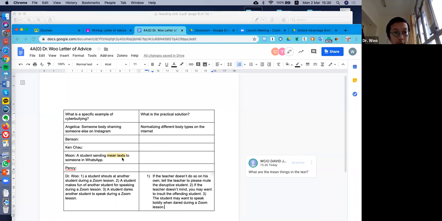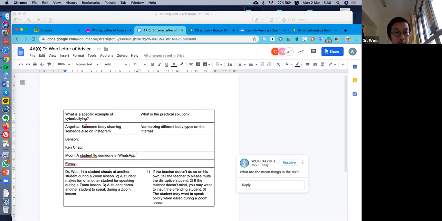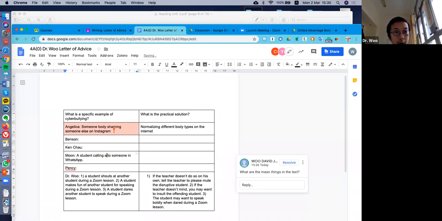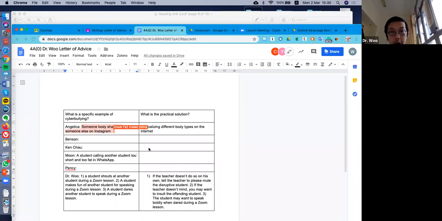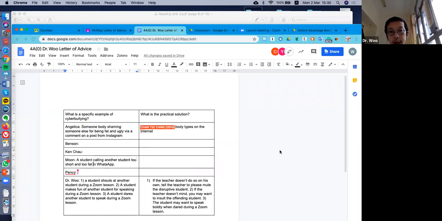Okay, Moon, can you fill in your student sending? Student telling another fact. Student calling student too short, too fat in WhatsApp texts. Is it in a WhatsApp group or just a one-on-one text mode? WhatsApp group or WhatsApp direct message mode?